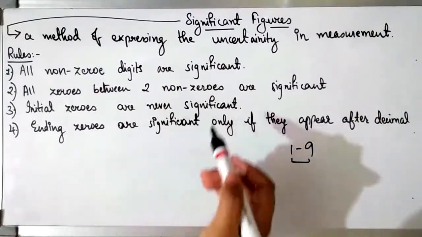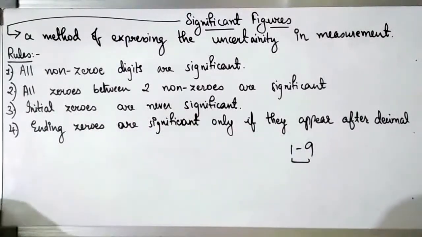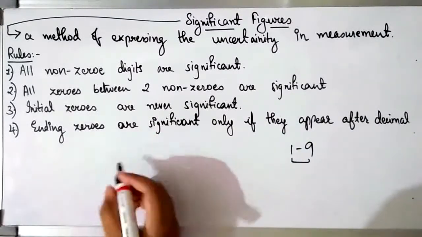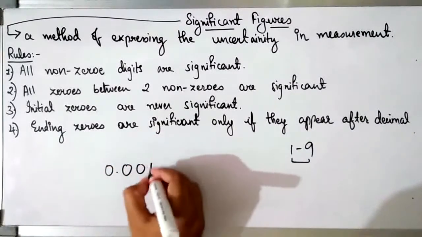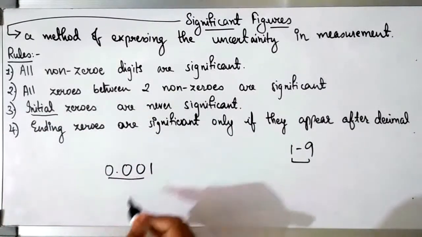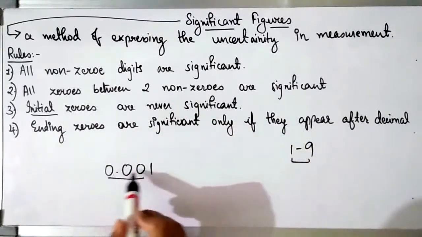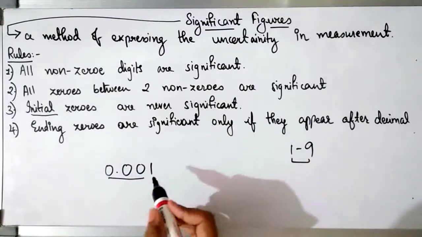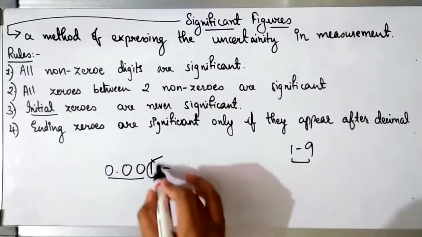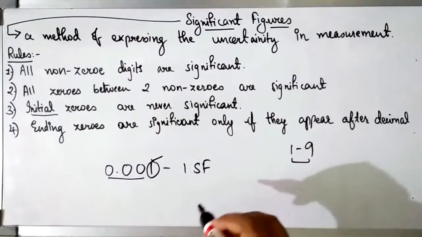Now let's see what the third rule says. It says that the initial zeros are never significant. What do you mean by never significant? For example, I'll give you 0.001. Initial zeros means the starting zeros. Over here these 3 are the starting zeros, and the rule says that the initial zeros are never significant. So these 3 zeros cannot be considered significant because they are the starting zeros. So here we have only one significant digit because this is a non-zero. So we have only one significant figure over here.